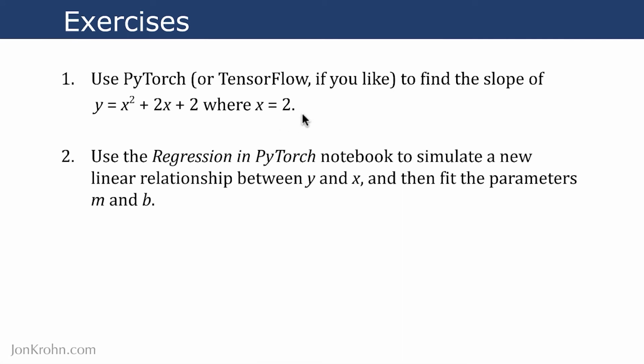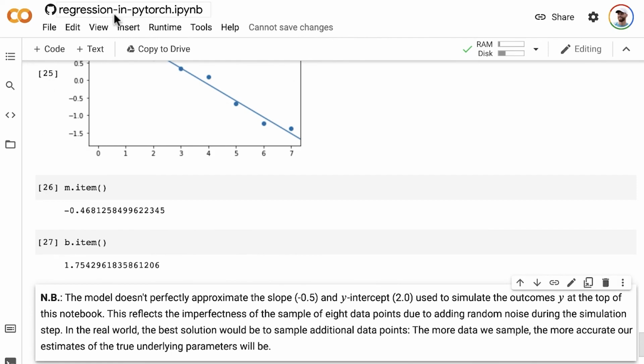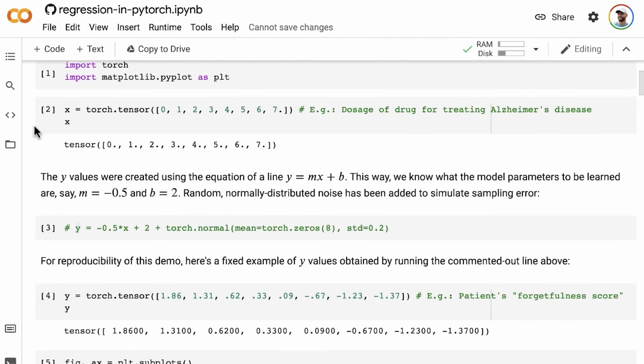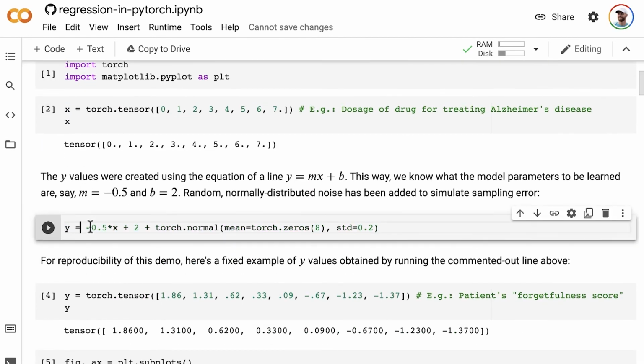All right, the second exercise is to use the regression in PyTorch notebook to simulate a new linear relationship between y and x, and then fit the parameters m and b. So what this means is you can go back to this regression in PyTorch notebook. You can play around with simulating y values. So, use your own slope, use your own y-intercept. You could even play around with how much noise you have, how much randomly distributed noise.